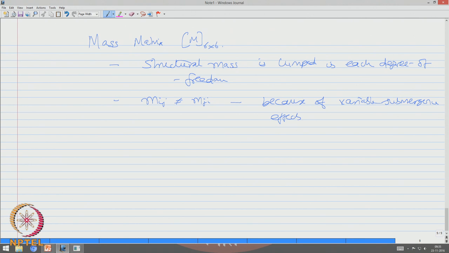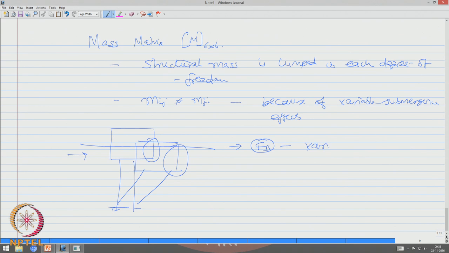What is this variable submergence effects? When the system is under lateral load, when the system undergoes displacement, the immersed volume of the member is now changing. Okay? When the immersed volume of the member now changes, this invokes change in buoyancy. We call this as variable submergence. That is number 1.